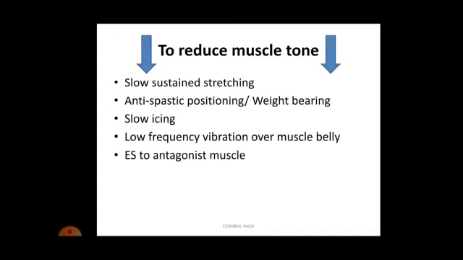Now electrical stimulation to the antagonist muscle. Definitely, if my wrist flexors are spastic, I should give electrical stimulation to my wrist extensors. So the wrist extensors will contract by electrical stimulation, and the wrist flexors will get relaxation. Yes, the wrist flexors get relaxation as per reciprocal inhibition: if the agonist contracts, the antagonist will get relaxed. Clear? So what we have to understand here is reciprocal inhibition. Clear? That will reduce the spasticity in our wrist flexors.